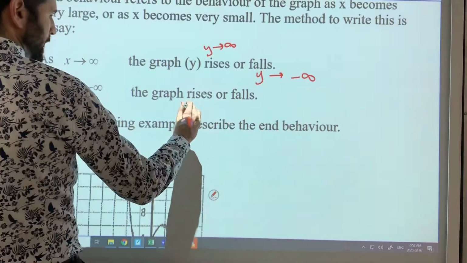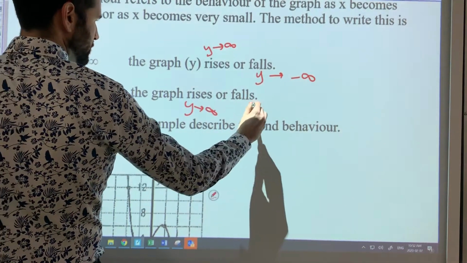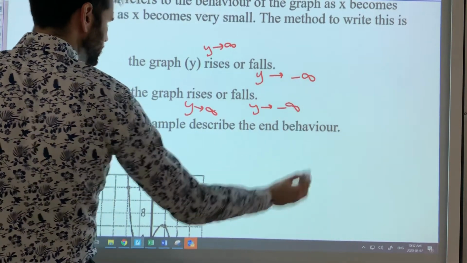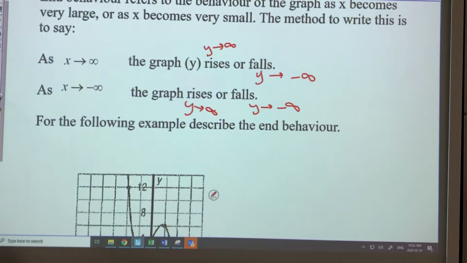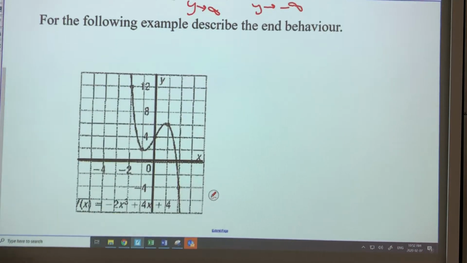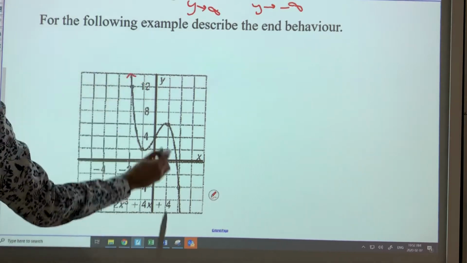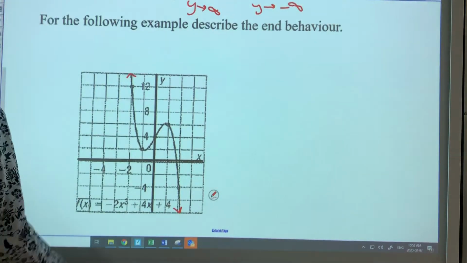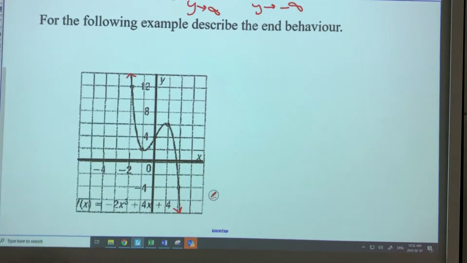And then, again, rises would be this, falls would be that. So right here, there's a question that says, for the following example, describe the end behavior. So we should just add the little arrowheads on the grade 12 pre-calc exam. You'll lose half a mark if you don't put the arrowheads on.